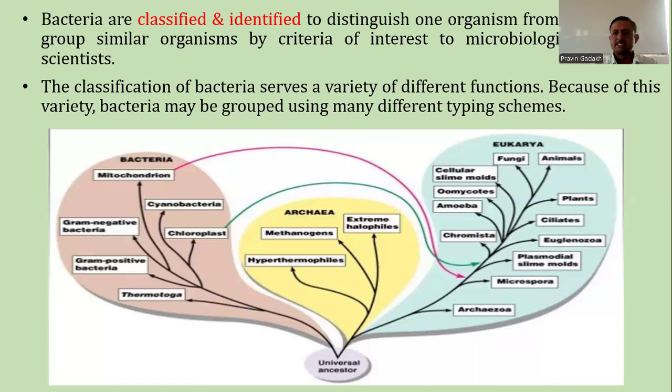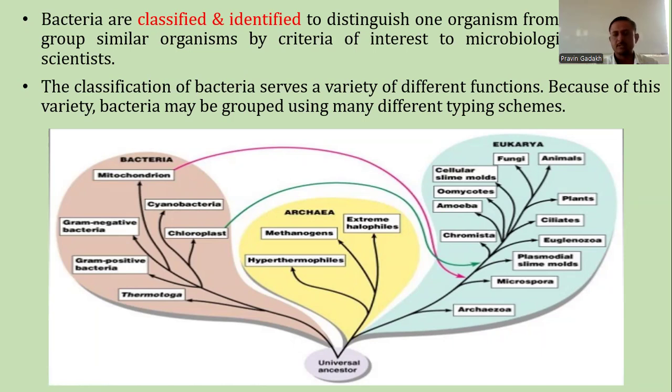In this diagram, we see the three-domain classification system that we discussed in the last slide: Bacteria, Archaea, and Eukaryota. Depending upon their characteristics and cellular organization, they are categorized into three domains, and they share a common ancestor, a universal ancestor. Bacteria are classified and identified to distinguish one organism from another and to group similar organisms by criteria of interest to microbiologists or other scientists. As they share a common universal ancestor, they have some similar characteristics as well.